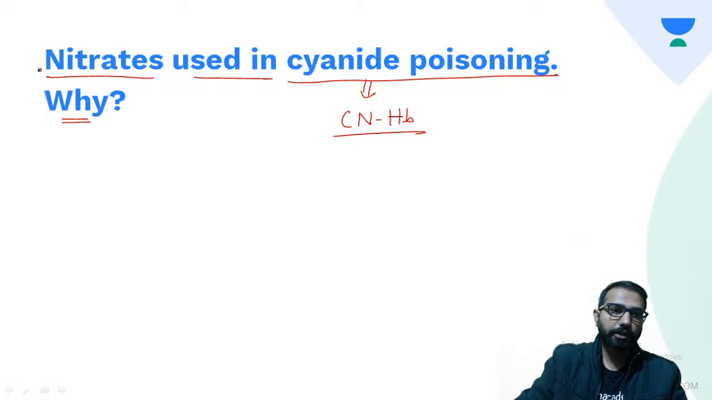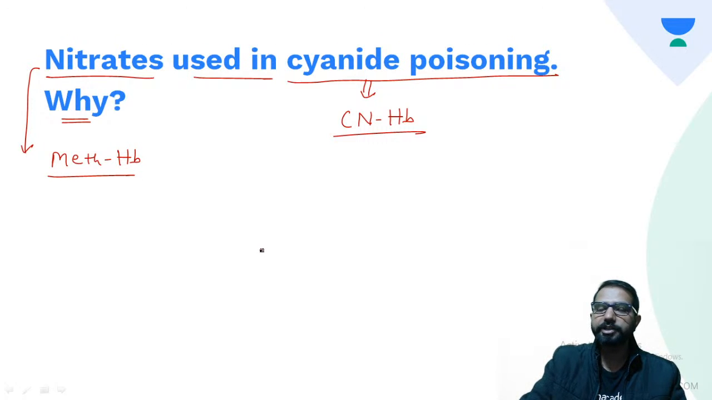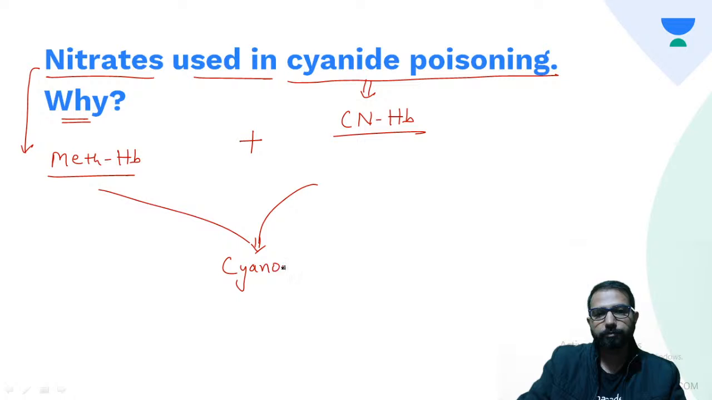Right? Nitrates are converting the hemoglobin to methemoglobin. Now when you give the nitrates, with methemoglobin formation in cyanide poisoning, what will happen? It will combine and form the cyanomethemoglobin. Cyanomethemoglobin is less dangerous than the cyanohemoglobin.